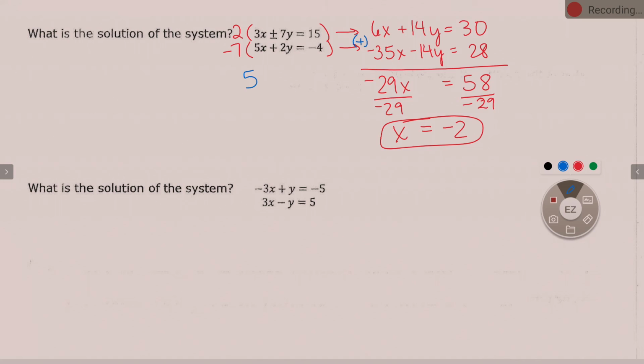So I'm going to use 5x, which is 5 times negative 2 plus 2y equals negative 4. 5 times negative 2 is negative 10 plus 2y equals negative 4. How do I move negative 10 across an equal sign? We're going to add 10. 2y equals negative 4 plus 10 is 6. If it's 2 times y, divide by 2, and y is 3.